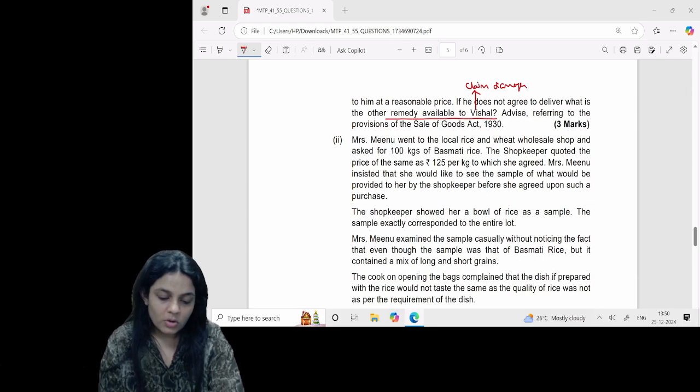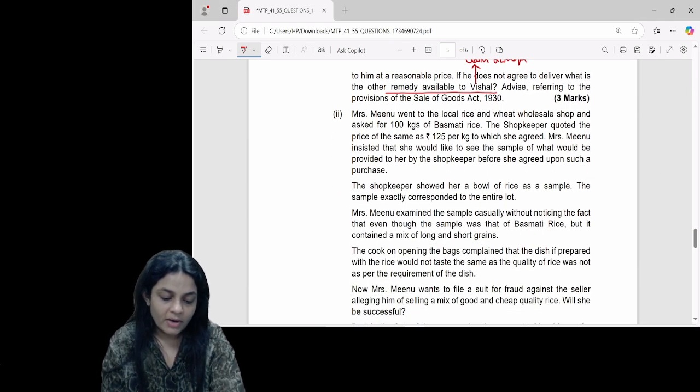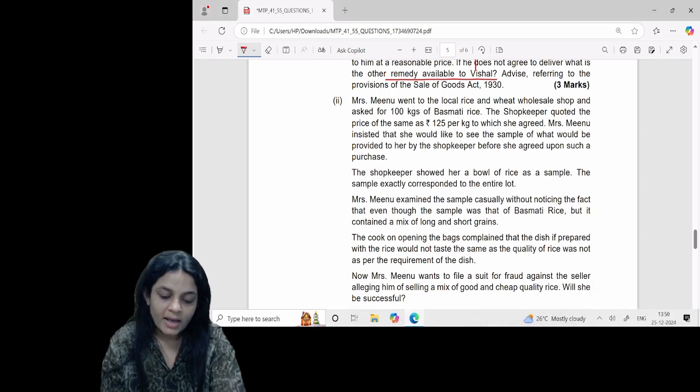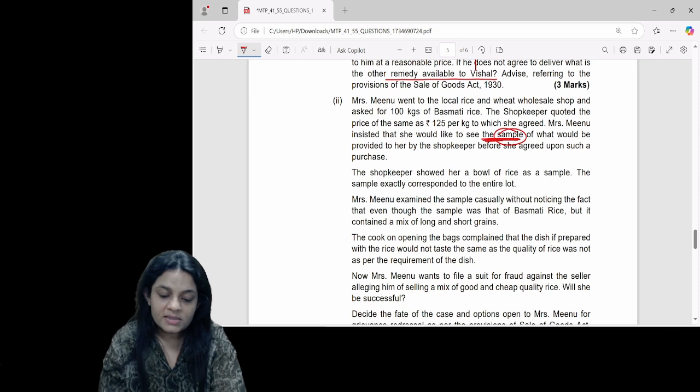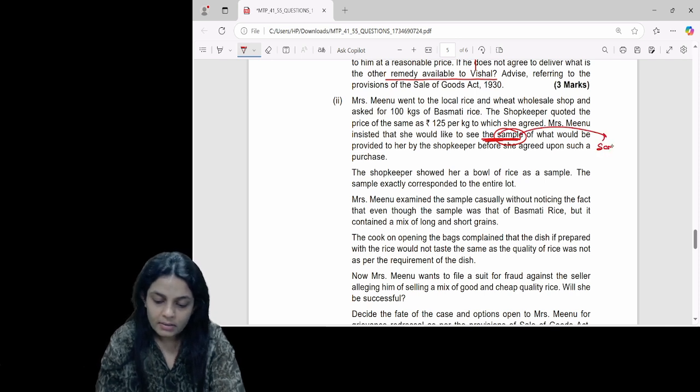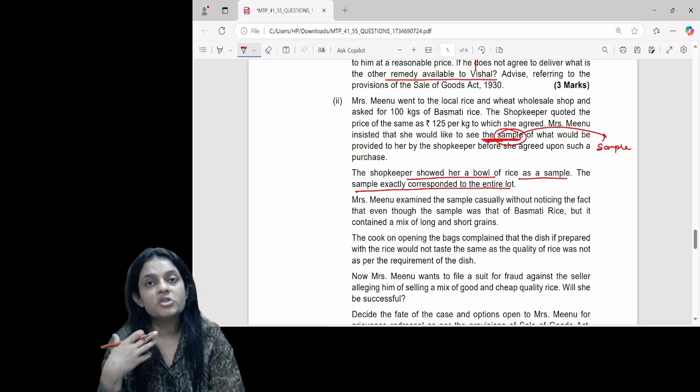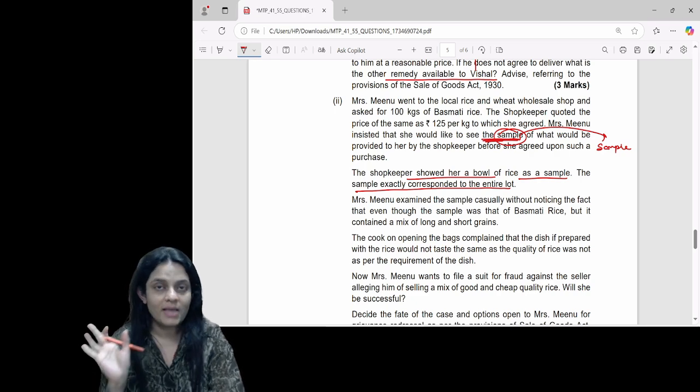Mrs. Meenu went to the local rice and wheat wholesale shop and asked for 100 kgs of basmati rice. The shopkeeper quoted the price of the same as 125 per kg, to which she agreed. Mrs. Meenu insisted that she would like to see the sample. That means this is a sale by sample, which would be provided to her by the shopkeeper before she agreed upon such a purchase. The shopkeeper showed her a bowl of rice as a sample. The sample exactly corresponded to the entire lot. So the goods she got were the same as the sample.